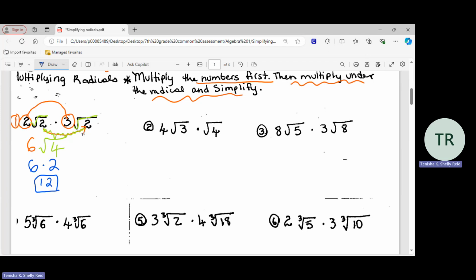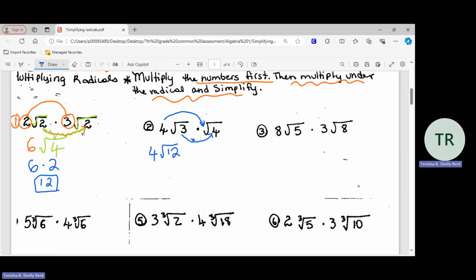Let's see it again. In this case, I want us to see it, but I also want us to look at it. I have 4 times the square root of 3 times the square root of 4. Now, if I'm going to go 4 times 1, because if I don't see the number, it's because there's only 1, 4. And then I'm going to multiply underneath the radical, 3 times 4. And that's how I'm going to get the square root of 12. Then I'm going to go ahead and simplify this.